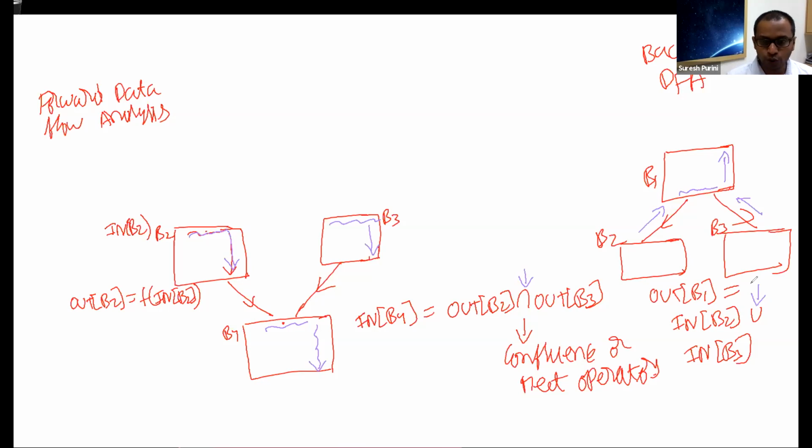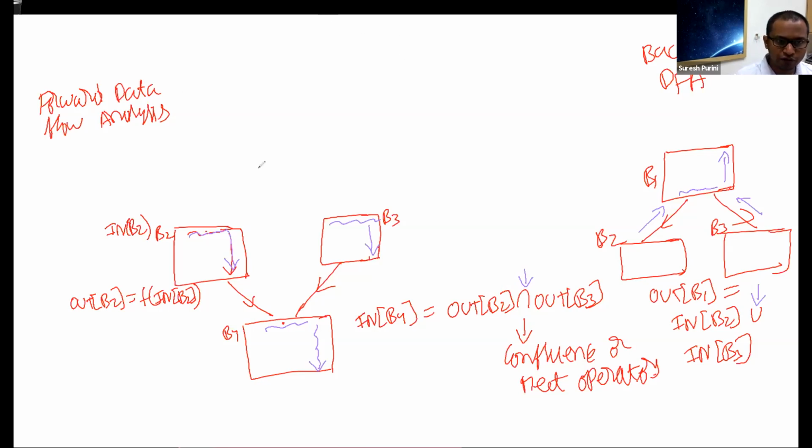And this intersection and union doesn't depend on whether it is a forward data flow analysis or backward data flow analysis. You can have a forward data flow analysis problem with a confluence operator which is union, and you can have a backward data flow analysis problem with a confluence operator which is intersection. So don't get confused on this front. Forward data flow analysis merely says that we are pushing data in the forward direction, and backward data flow analysis merely says that we are pushing data in the backward direction. And the confluence operator depends on the nature of the data flow analysis problem at hand.